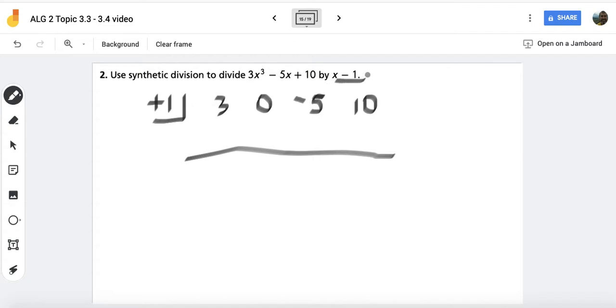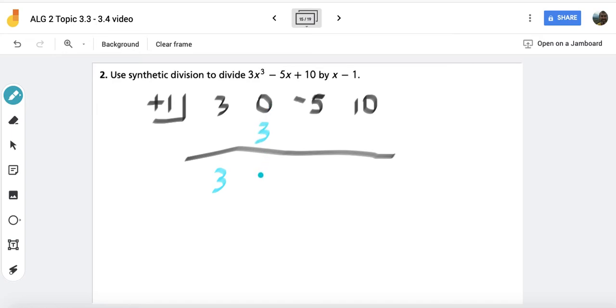Okay, the x minus 1. It's always x minus a, so that means it's a positive 1. So positive 1 goes here. And then the coefficients are 3. There's no x squared term, so I put in a 0, negative 5, and 10. Okay? You can click pause anytime to try to figure out the next step before I do it, but here we go. First thing is to bring down this number here, and then multiply it times this. It's kind of boring because it's a 1 each time, so 3 times 1 is 3.